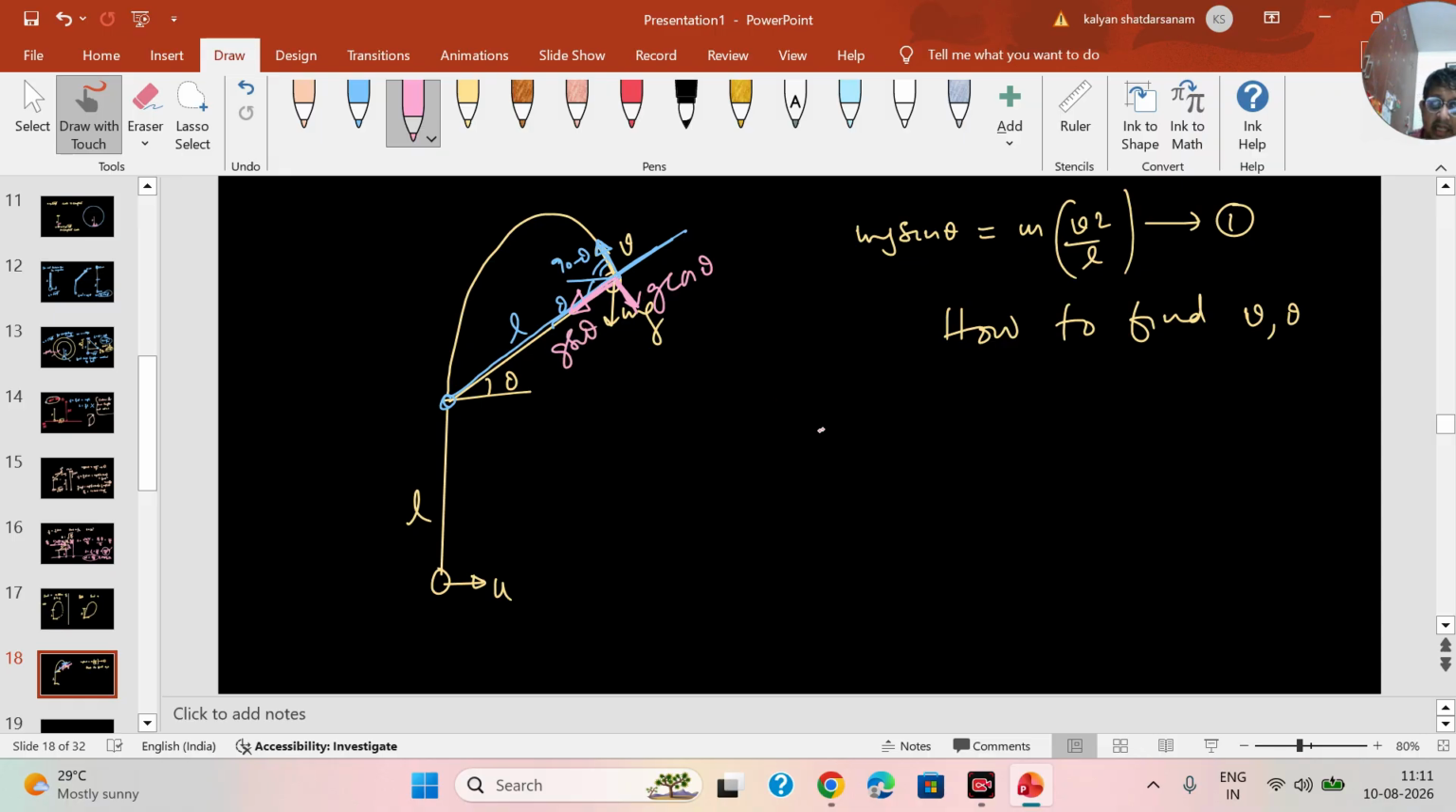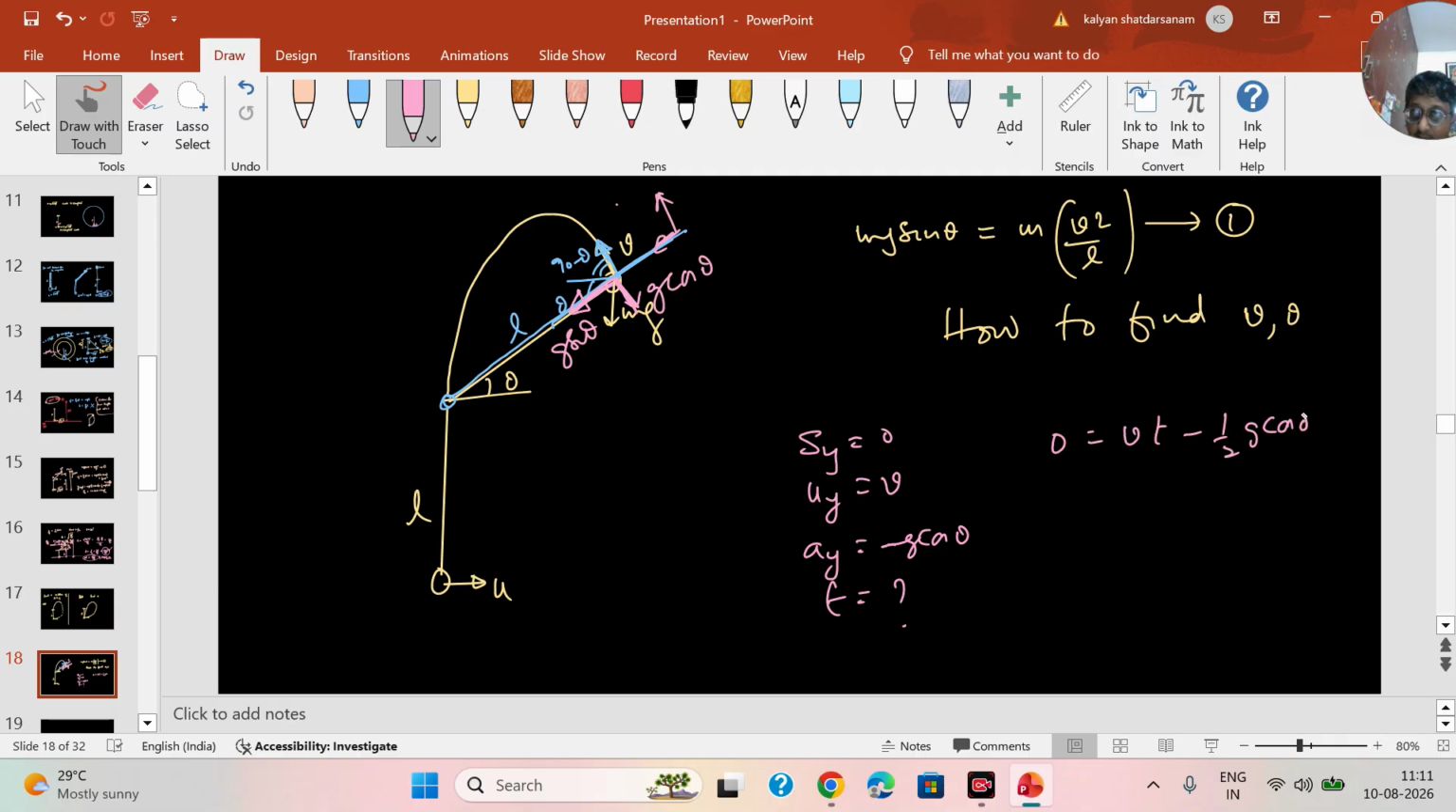So what is the time of flight? The vertical displacement should be 0. So Sy is 0, Uy is V. This is my vertical, this is my horizontal. I am taking an inclined coordinate system. Acceleration in vertical is minus g cos theta, and I want the time for the vertical displacement to be 0. So Sy is Uy t plus half Ay t square. I got this time as 2V by g cos theta.